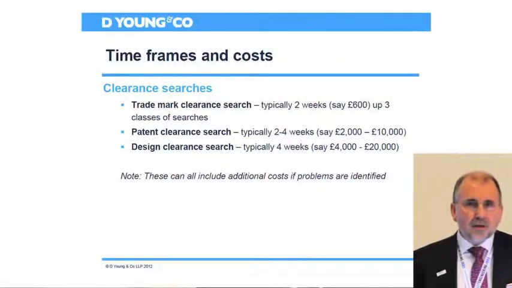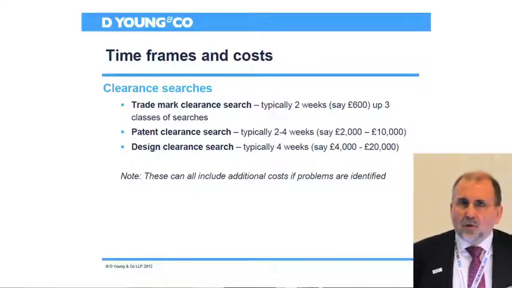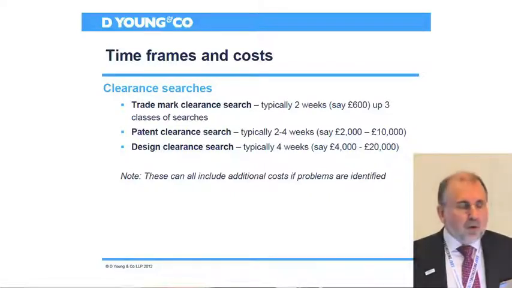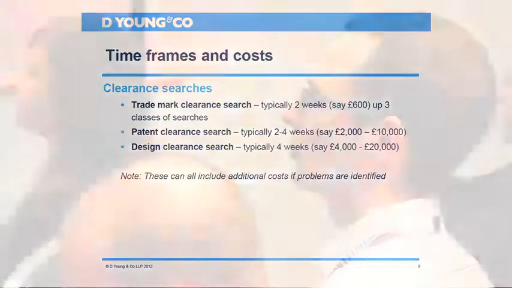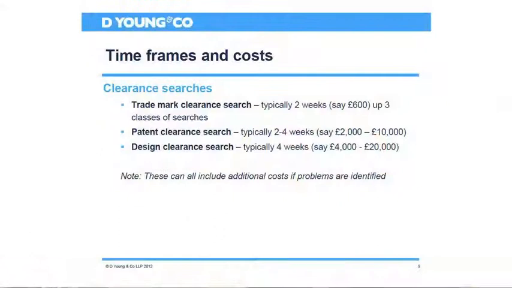I said I'd give some ideas of costs. These are very rough estimates, all these costs, because it will depend on the specific circumstances. Trademark clearance searches can be done relatively quickly. Two weeks, it can be less, say £600. I won't go over the figures. I should say as well that we have copies of these slides on our stand, which is B105. So if you want to pick those up, you don't need to take notes on the actual figures, but just to give you some ideas of the sorts of costs involved.